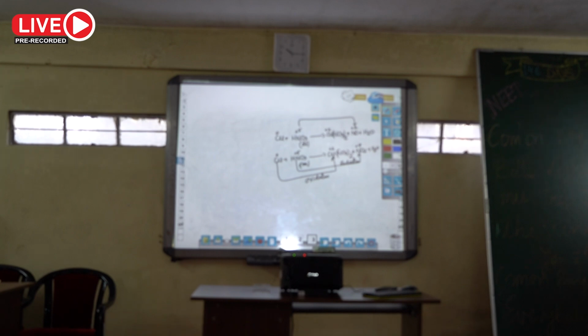Next point, higher the negative value of SRP, greater is its tendency to undergo oxidation, and greater the reactivity, and greater is the ability to act as anode in an electrochemical cell.